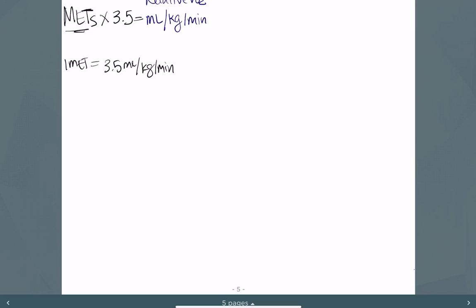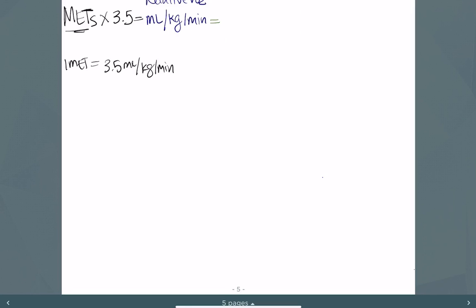Isn't that cool? So you can easily convert METs into a relative VO2. If you want to discuss how many calories were burned in an exercise, you're going to need to know the actual amount of oxygen consumed, or at least an estimate based on the MET. So we're going to need to convert relative VO2 to absolute VO2. How much total oxygen was taken in?